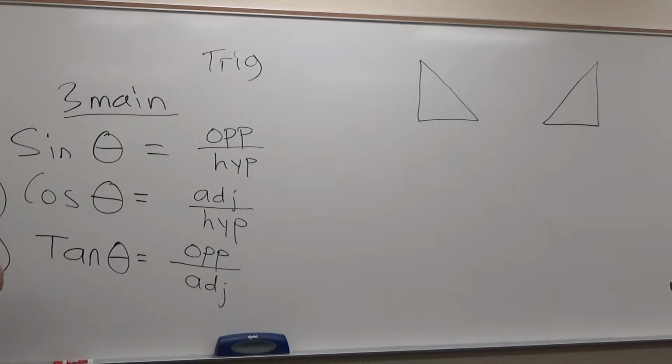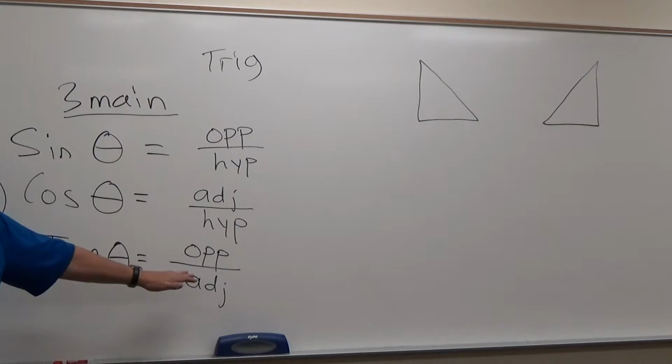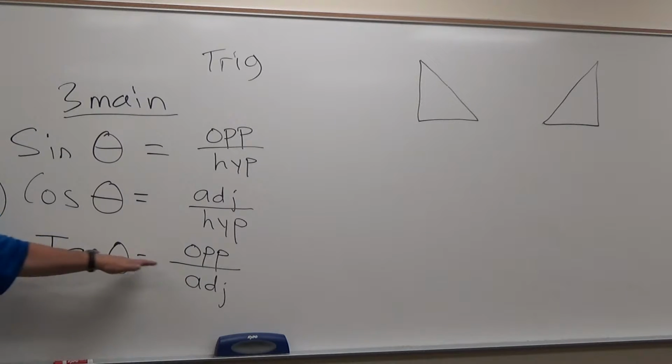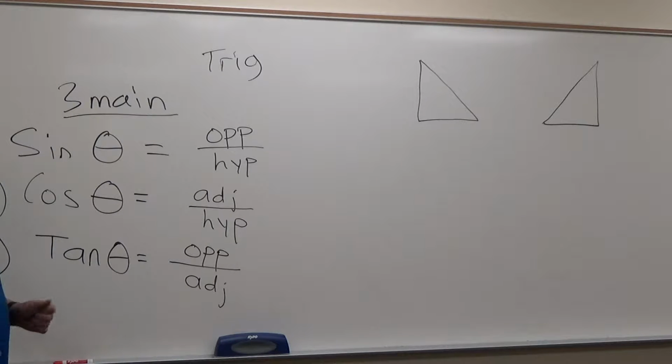Now, which one of these trig definitions does not involve the hypotenuse? The tangent. Very good. So if you don't know the hypotenuse, chances are that you'll be using either the sine or the cosine, because they both involve the hypotenuse. The tangent is the only definition that you can get straight away without having to know the hypotenuse directly. See that? Okay. So those are your 3 main trig definitions.